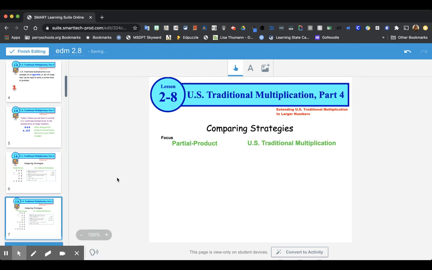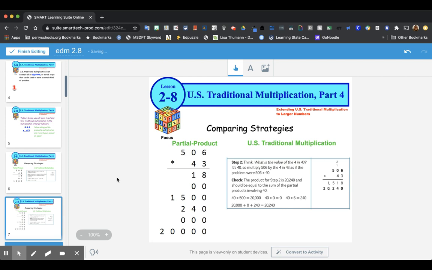Okay? So continuing to compare these strategies, partial products over to the left. So we left off with the 1,500. Now we moved over to 40 times 6, which was 240. 40 times 0 was 0. And then 40 times 500, we got 20,000. So we got 20,240.